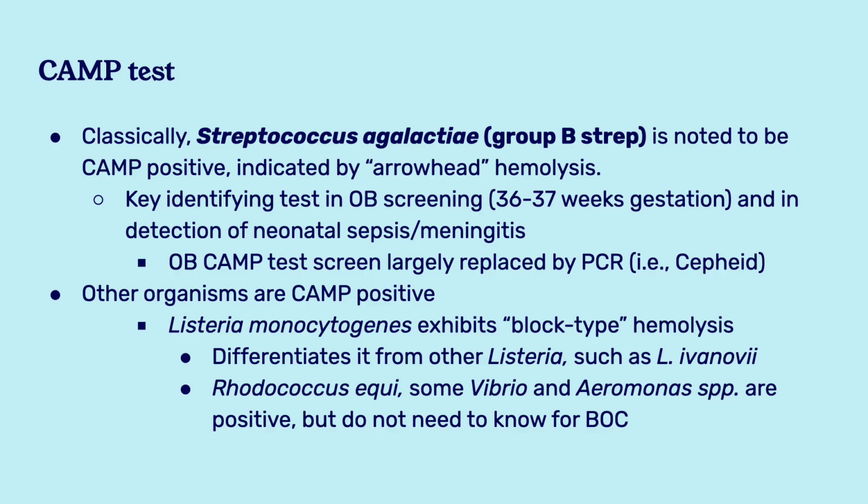There are other organisms that are CAMP positive, such as Listeria monocytogenes, which exhibits a block-type hemolysis. This differentiates it from other Listeria species, such as Listeria ivanovii. Rhodococcus equi, some Vibrio and Aeromonas species are also CAMP positive, but you do not need to know this for the boards.